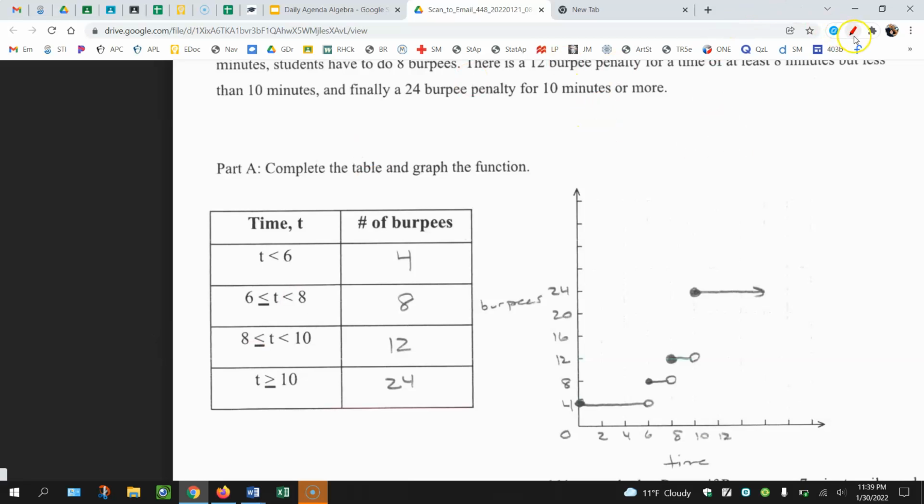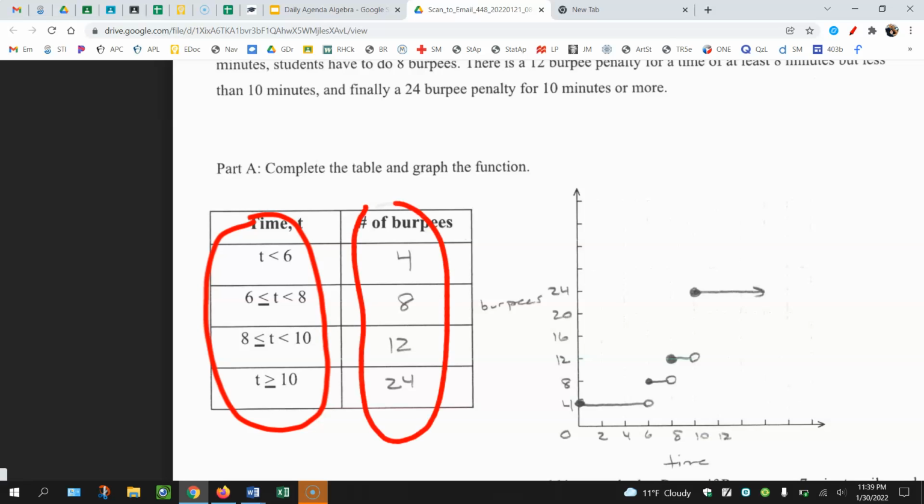Now, what you want to be mindful of, the time goes from 0 to 10 and greater than 10. Yes, you could go by ones, but then you wouldn't have too much room to show the graph after 10, so I've decided to go by 2s. Number of burpees goes all the way up to 24. So going by 1s and 2s, I don't think gives you enough room, so going by 4s makes sense. And you want to label your axes. Burpees, time in seconds.